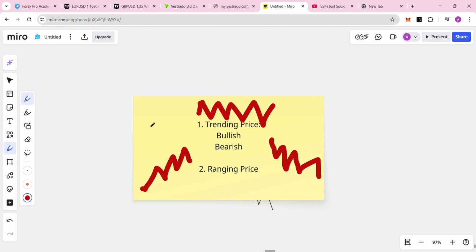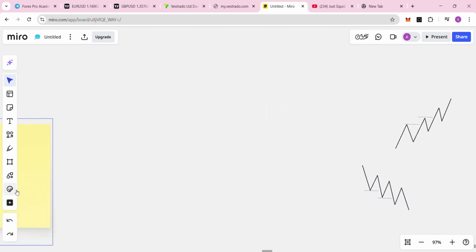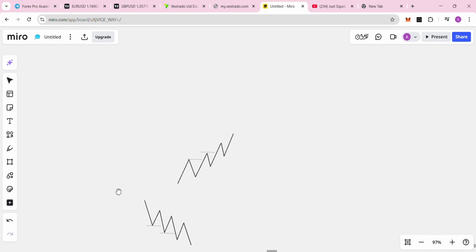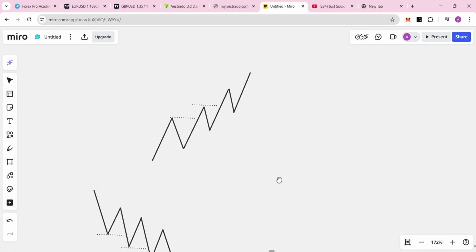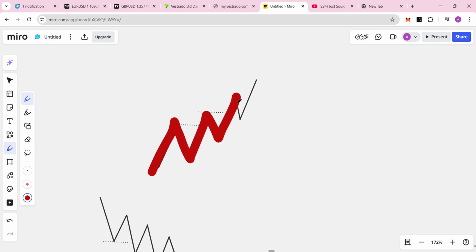So let me go deeper and show you how this works. Let's go to the chart. These are a typical example of a bullish trend, and what makes it a bullish trend is the formation of the higher highs, higher low, higher highs, higher lows, higher highs, higher low.